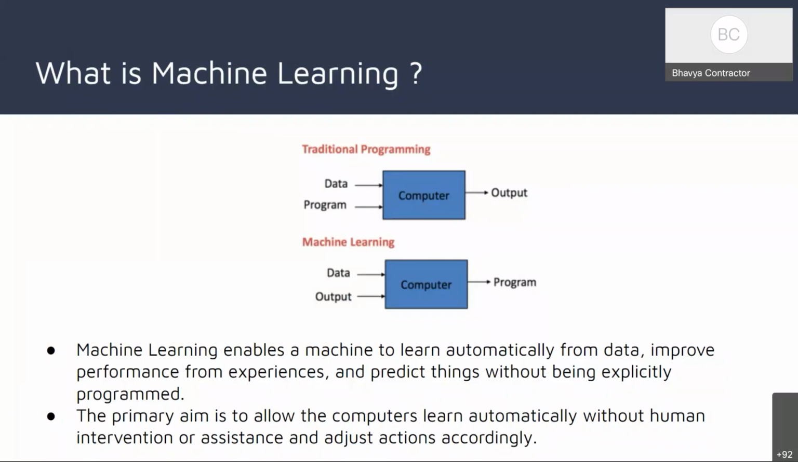Here our primary aim is to allow the computers to learn automatically without any human intervention or assistance and act accordingly. Basically, we are trying to make computers or machines automated, to think and solve problems like humans. So that's what machine learning is.